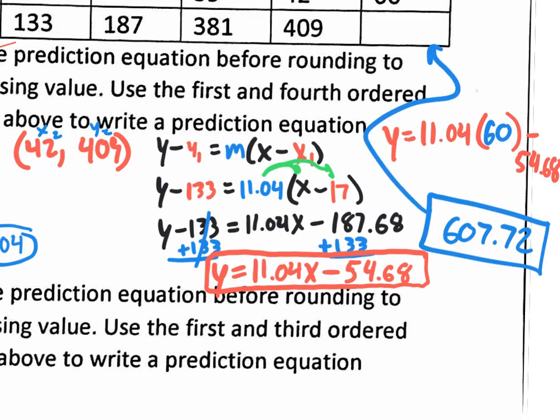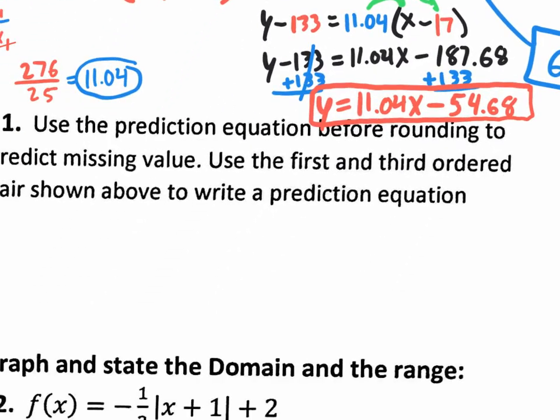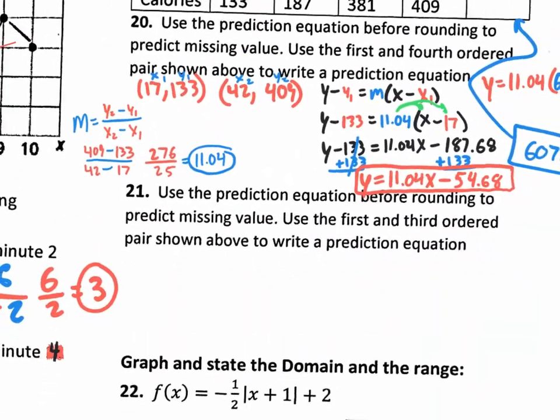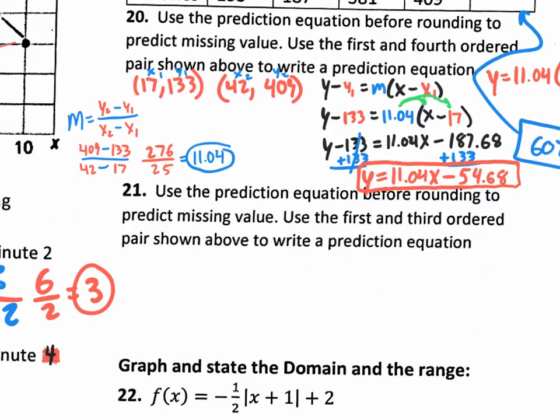Why not? Because you're going to do another practice problem just like this down here. So number 21, it's the same thing. The only difference is that they're telling you to do different coordinates. Instead of the first and the fourth, they want the first and the third ordered pair. So it's the same chart, just different coordinates, just so you can have more practice, okay?